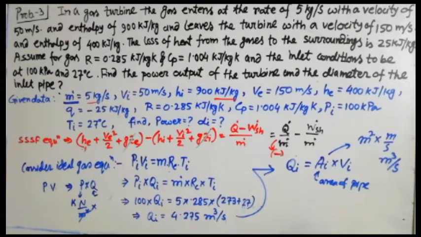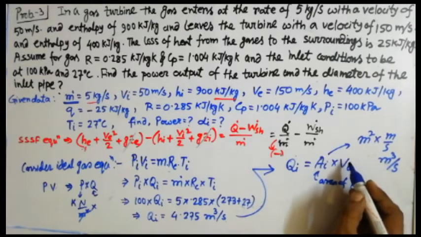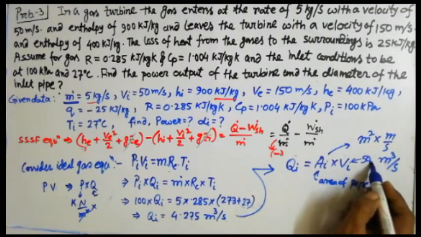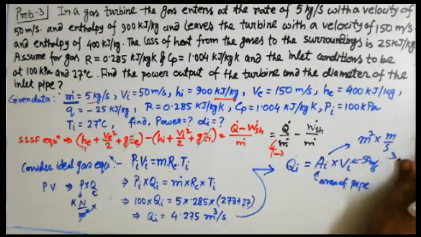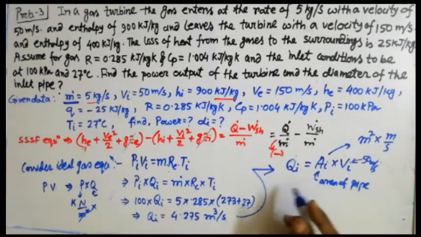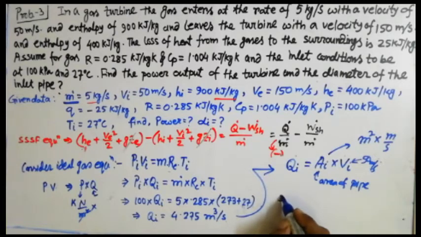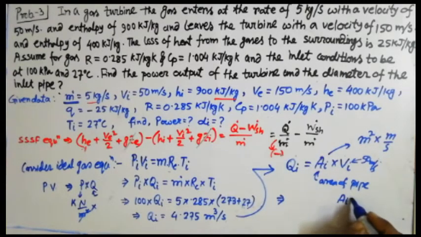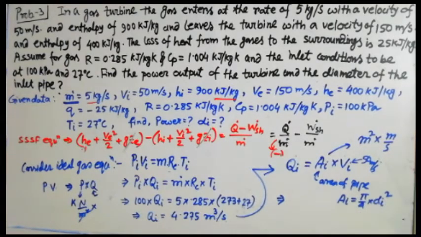Okay, so it is actually Vi, the inlet velocity, it is given as 50 meter per second. Okay, and Qi is also available to us, and Ai we can write as pi by 4 into di square, because it is nothing but the circular cross section. So now put all those values over there.